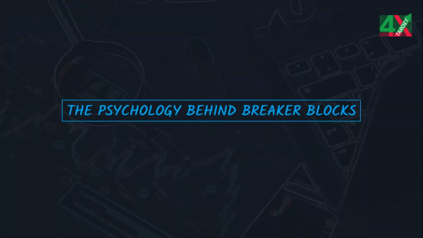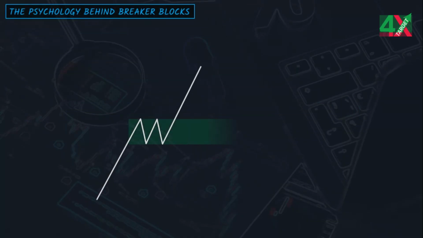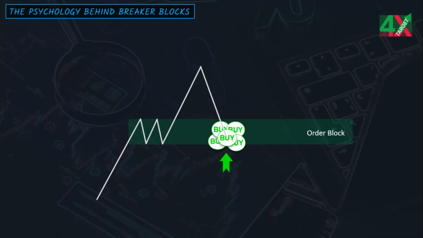The most important thing to understand is not just the pattern itself, but the psychology behind why they form. When an order block appears, most retail traders assume it will hold as a strong level of support or resistance. They place their buy or sell orders around it with confidence, expecting the market to respect that zone.